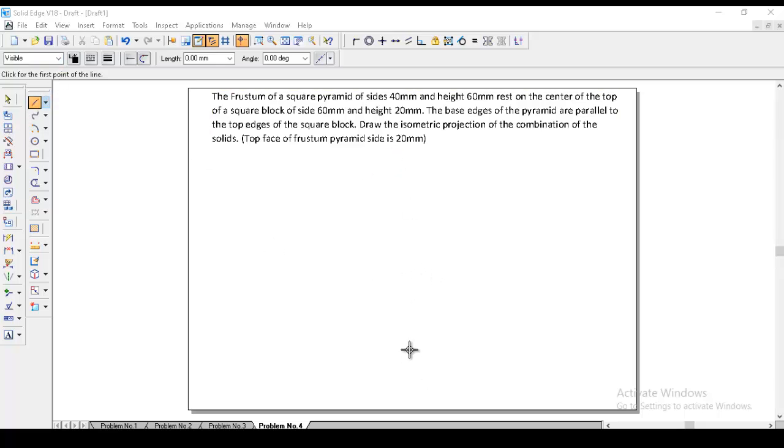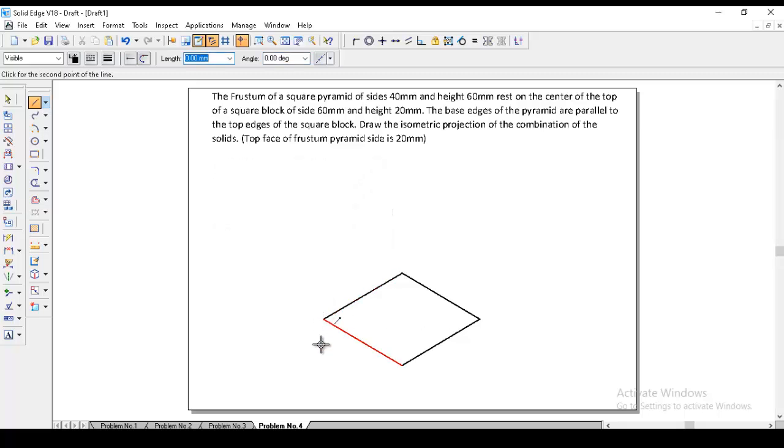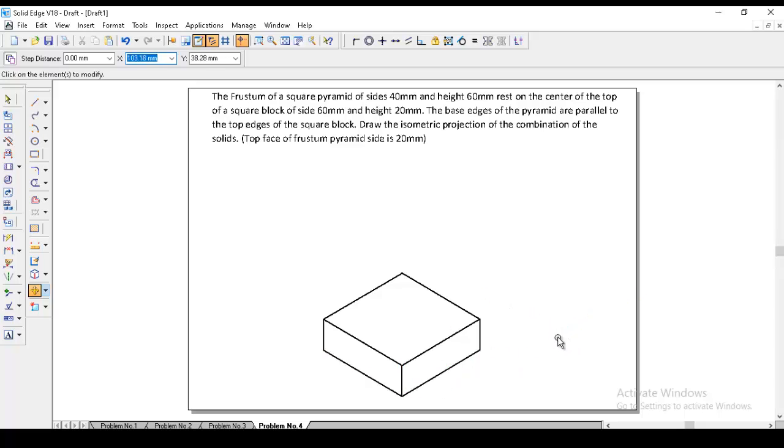First we'll construct the bottom object, that is the square block. They have given the edges 60, so give the length and angle: 60 and 30, 60 and 150, then 60 and minus 150, then 60 and minus 30. We construct the frame, and the thickness they have given is 20, so enter 20 and the angle is minus 90. Once we give the height, the same height should be given to the remaining three corners. Go to the move option, switch on the copy, select this and place it to the remaining front three corners, and again hold the control, select these two edges, pick them from the top and place them to the bottom. The bottom object is constructed, that is a square block of side 60 and height 20.